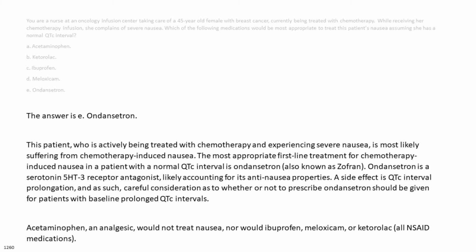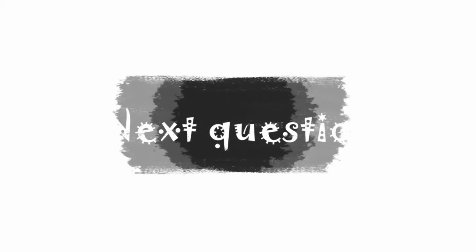A side effect is QTc interval prolongation, and as such, careful consideration as to whether or not to prescribe ondansetron should be given for patients with baseline prolonged QTc intervals. Acetaminophen, an analgesic, would not treat nausea, nor would ibuprofen, meloxicam, or ketorolac, all NSAID medications.